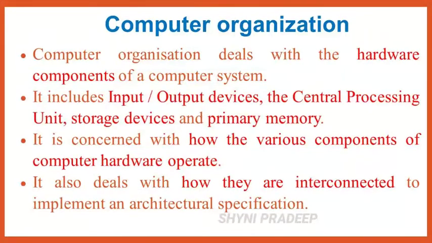There are many devices available in computer. What are they? Input, output devices, central processing unit, storage devices, primary memory, and so many hardware devices are available in computer. Computer organization deals with the hardware components of a computer system. So this computer organization is concerned with how the various components of computer system operate.